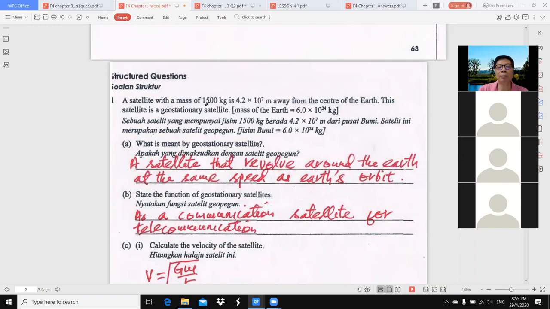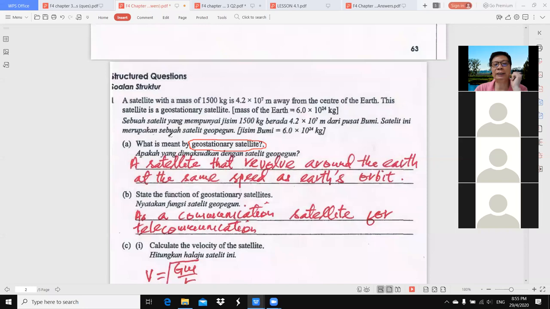A satellite with a mass of 1500 is 4.2 × 10⁷ meters away from the center. Meaning this is a distance r. This is a mass. This satellite is a geostationary satellite, and the mass of the Earth is this value. Okay, what is meant by geostationary satellite? If you don't know yet, you never followed the previous lesson, you better learn now.